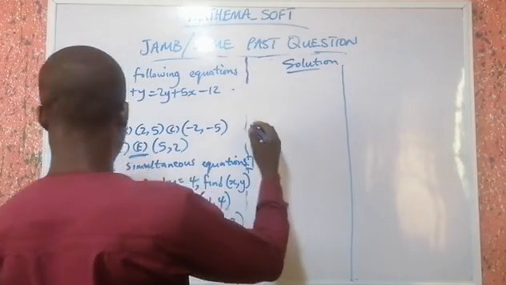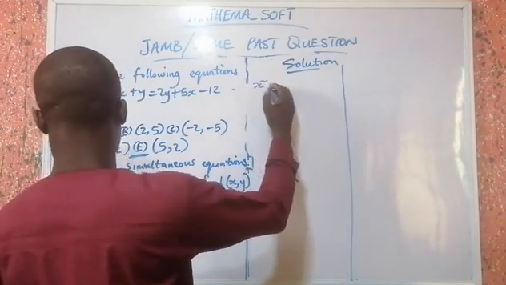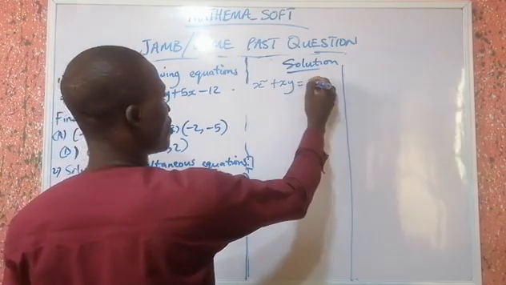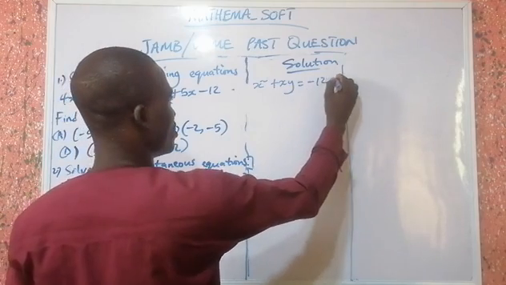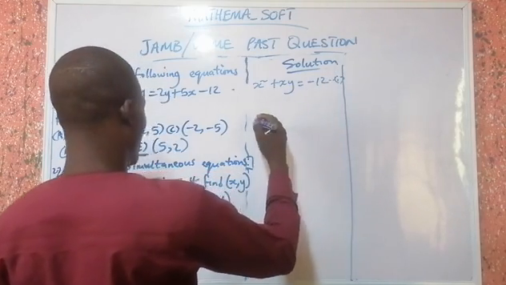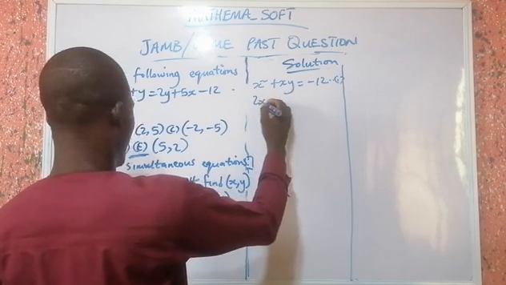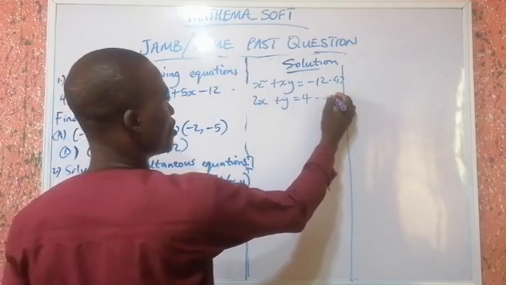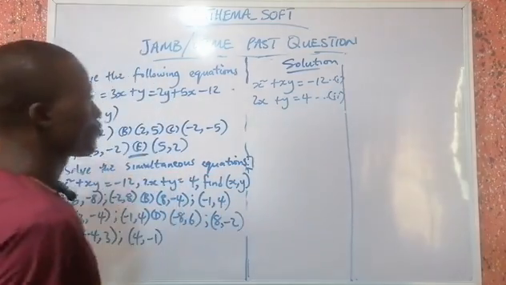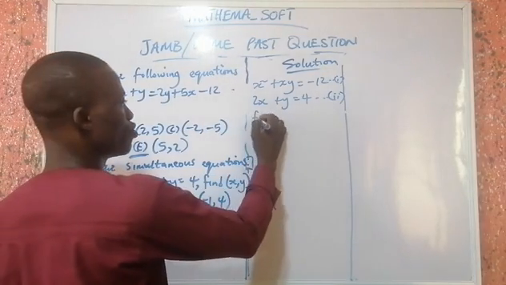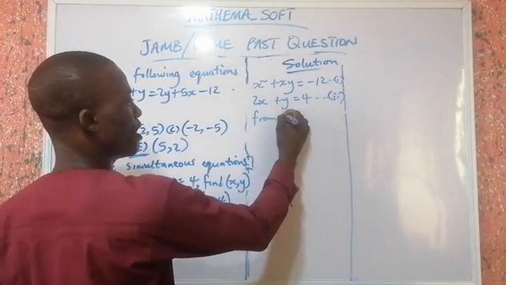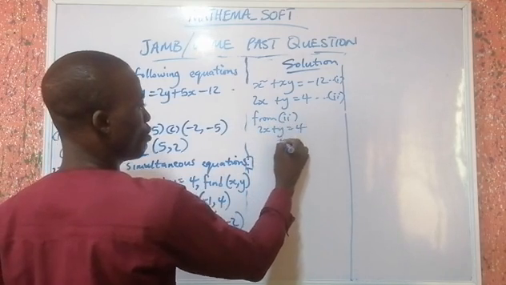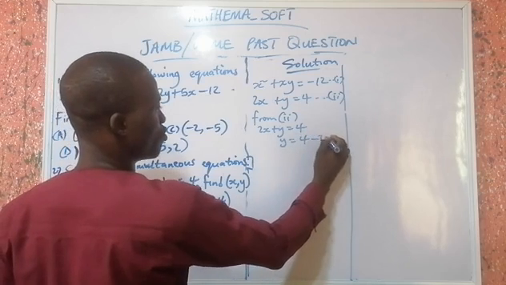Okay, so I have x squared plus xy equals minus 12. Let's call this equation 1. And then I have 2x plus y equals 4. Let's call this equation 2. So from my equation 2, 2x plus y equals to 4, y equals to 4 minus 2x.